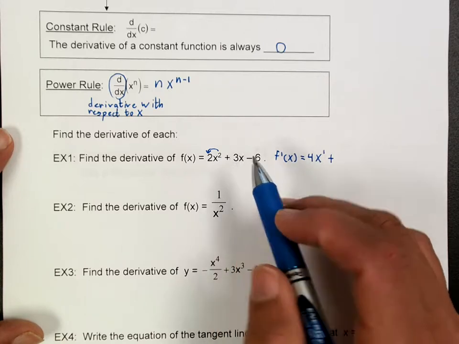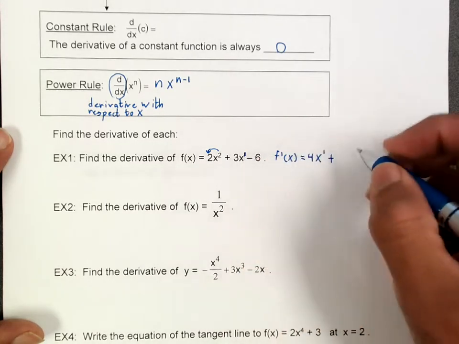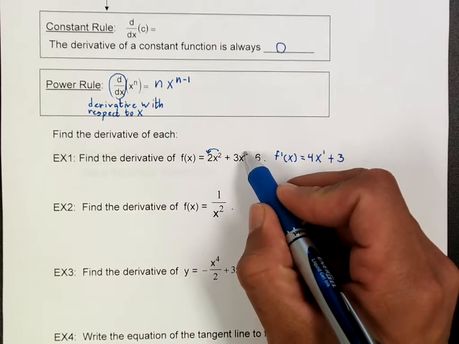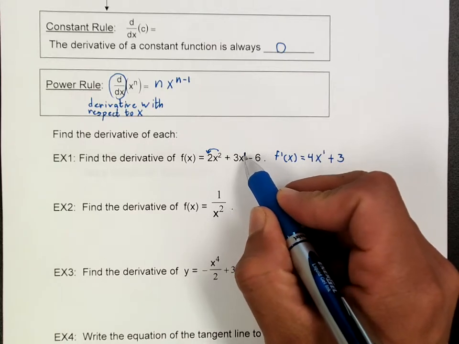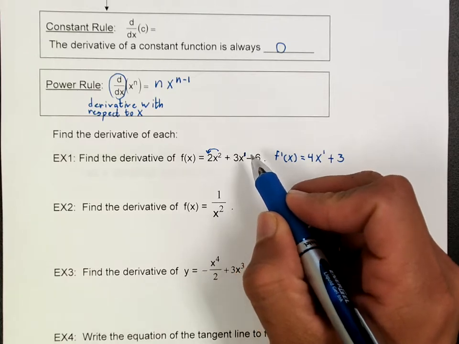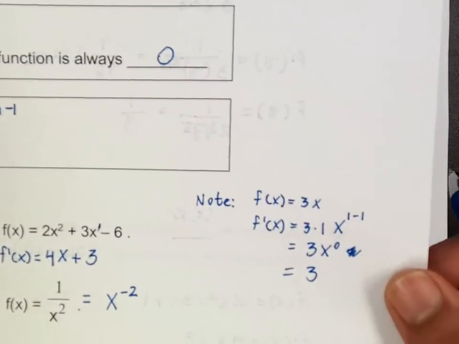On the next one, if I ask you for the derivative of 3x, I would have x to the 1 power. I would multiply that 1 times that 3, and I still get a 3. And if I subtract 1 from this power, I would have x to the 0 power, and anything to the 0 power would be 1.